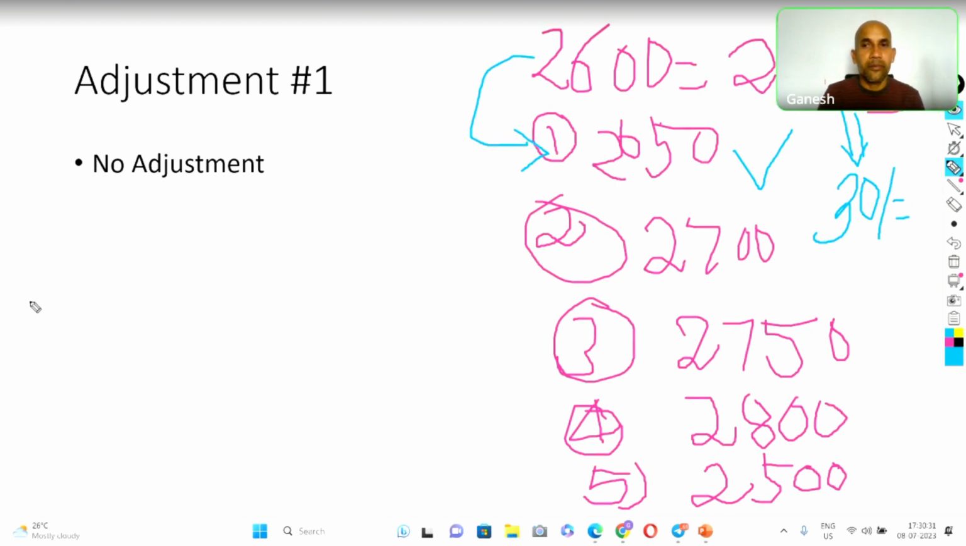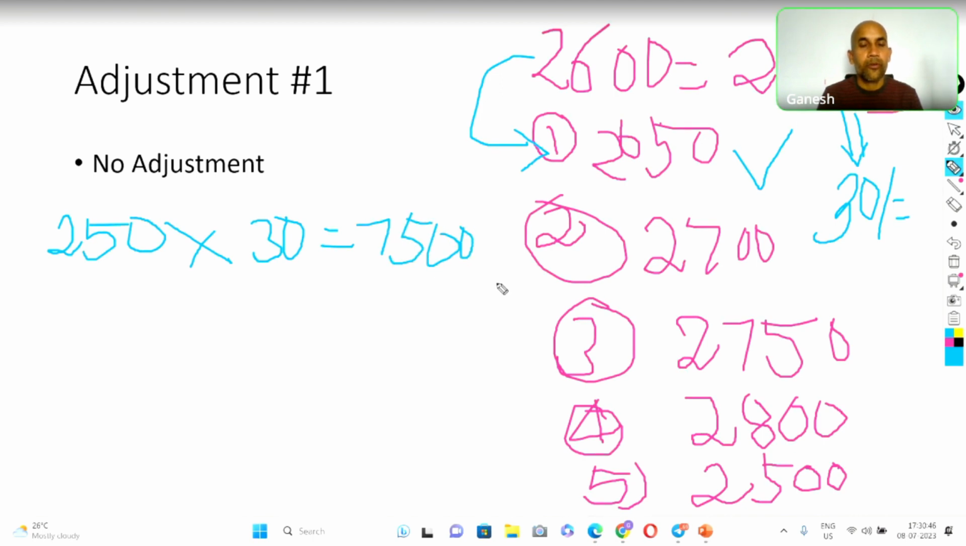So what is your profit from the covered call? 250 into 30, so 7,500. This is your amount for this month. Now the stock went up and closed at 2,650. Then what do you do? In this case, no adjustment.